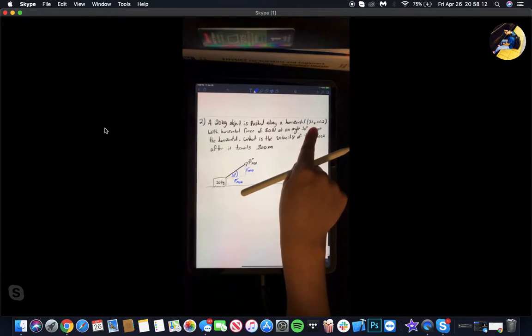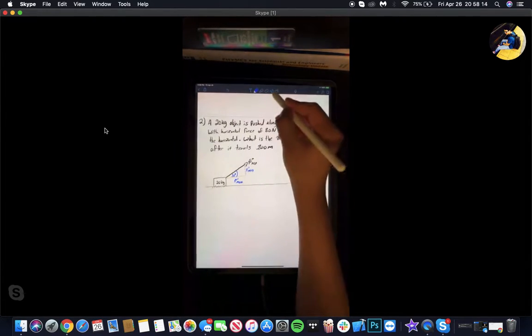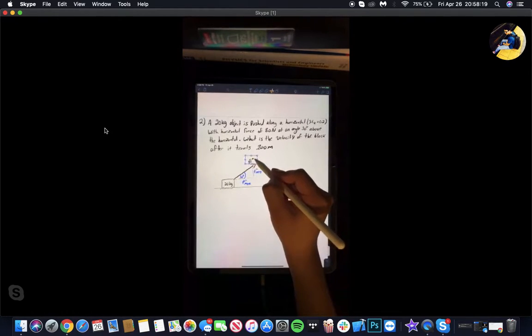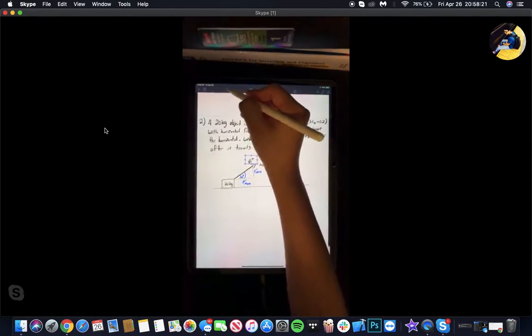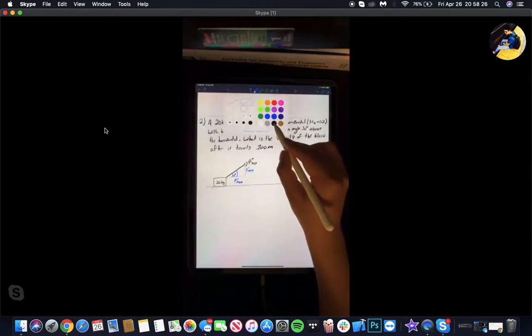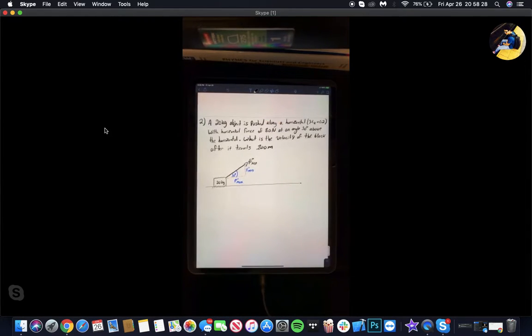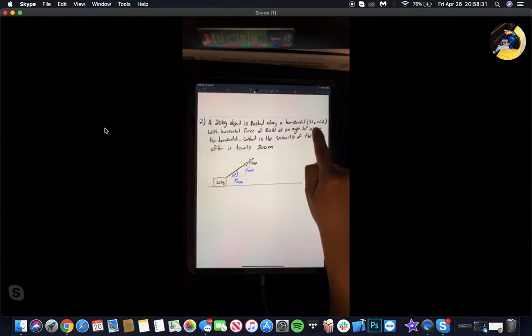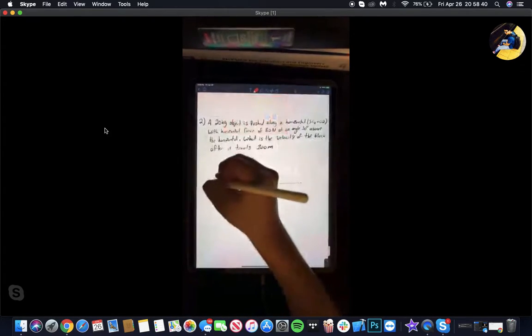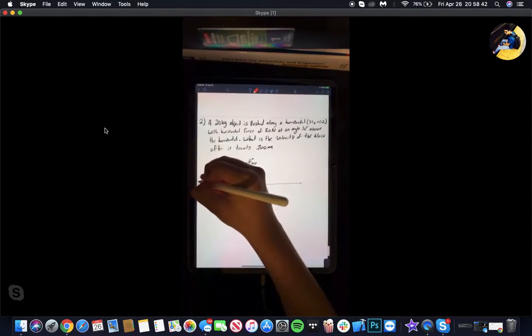You have kinetic friction. So what way am I going to draw the kinetic friction? What way would I draw the force of kinetic friction? Because they say mu sub k. So we have friction. It will go the other way. Opposite the direction. Yeah. This right here is the force of kinetic friction.